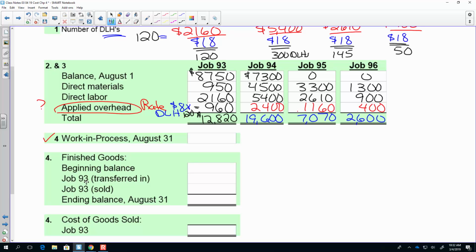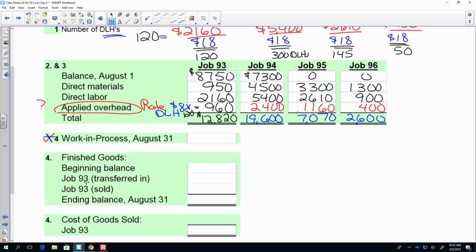That's right. That's correct. All right. Finally, we get to question 4. We've got our job order cost sheets done on problems 2 and 3. Question 4 says, calculate the balance in WIP on August 31st. This too is a very common question on the test.